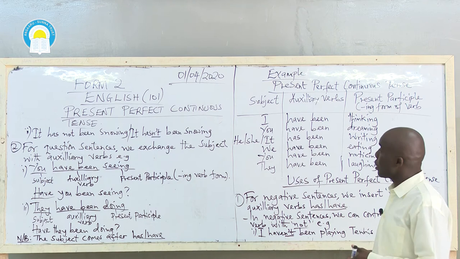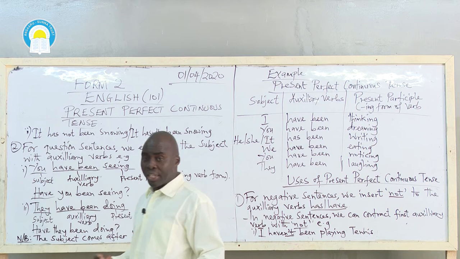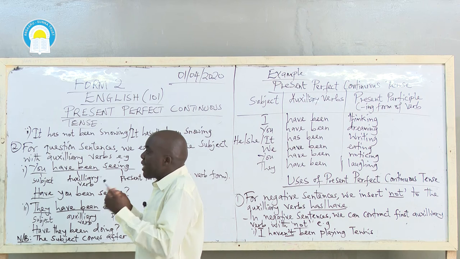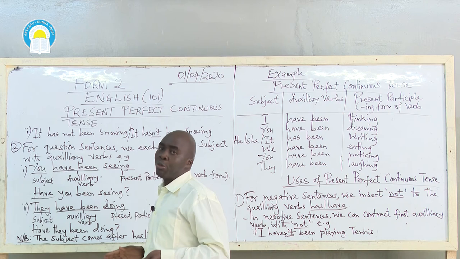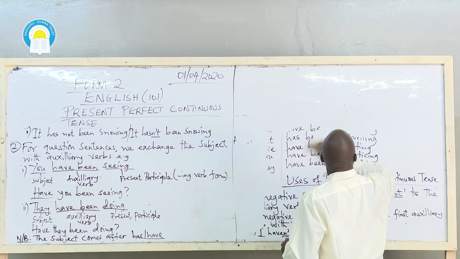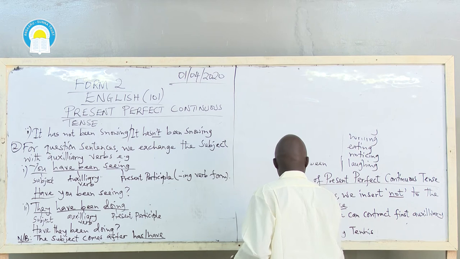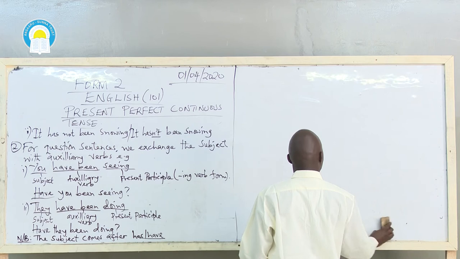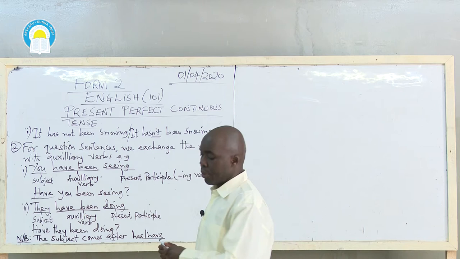Then let us look at the last use of the present perfect continuous tense. Where else do you use the present perfect continuous tense? It can also be used to talk about an action that started in the past and still continues up to now, even as we talk. Yes, so let us have a look. The third use, the final one.